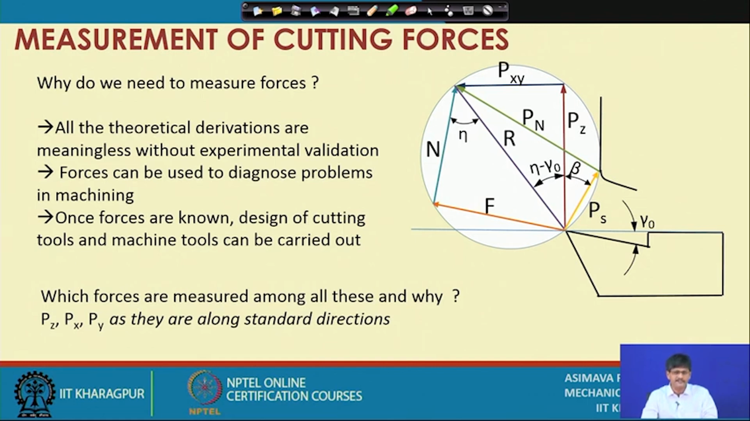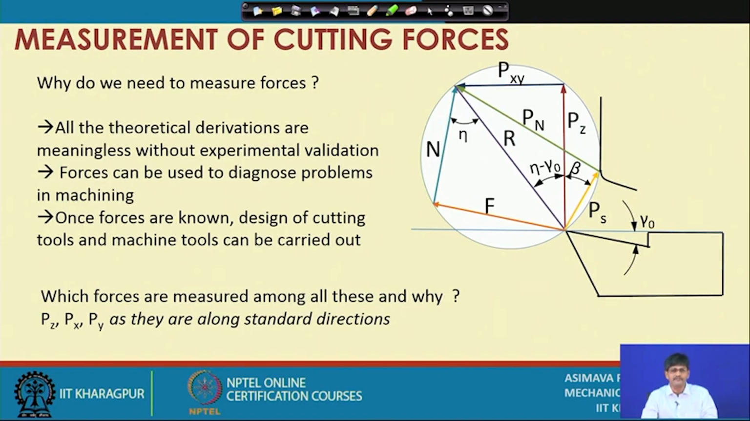So many other reasons are there. I am not touching all of them, because I can give you references from which you can pick up this information. So, what do we exactly measure? Do we measure, for example, Ps? Somebody is interested to measure Ps, so that he can directly put it into the calculation of the Merchant's second solution, etc., or Pn.